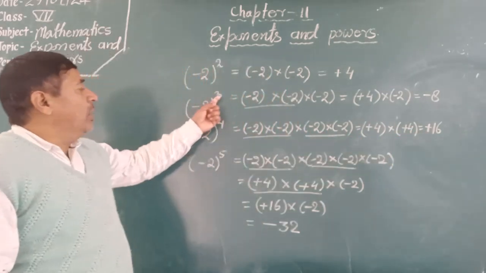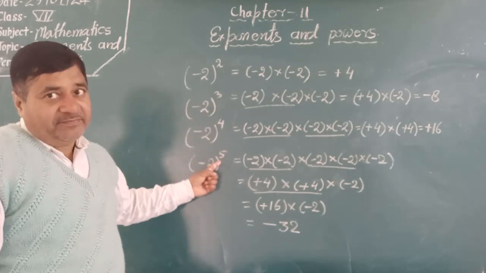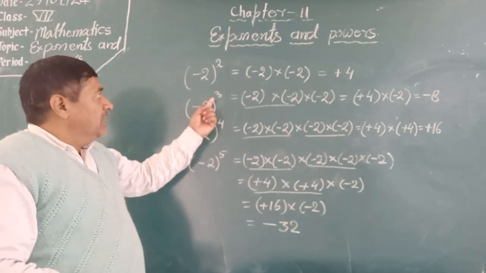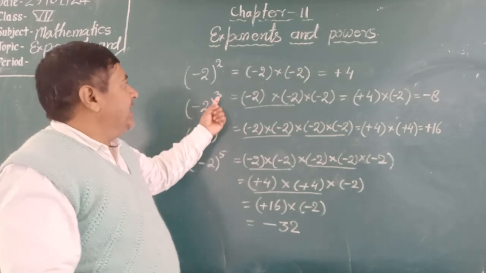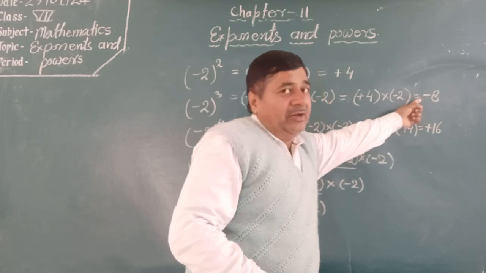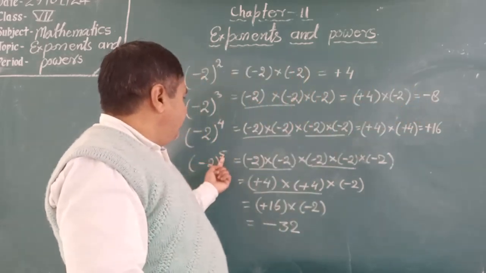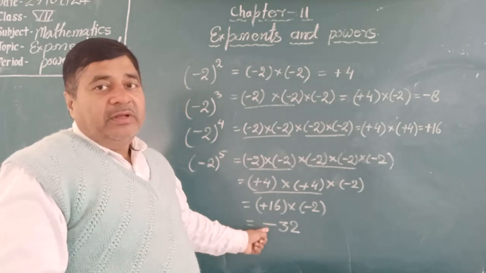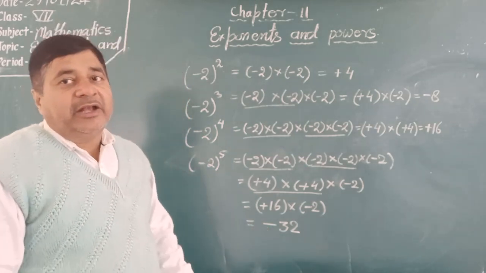But in the case of 3 and 5, 3 and 5 are odd numbers. When your exponent is odd, then you obtain the negative value. And 5 is also odd, same. This is also a negative value.